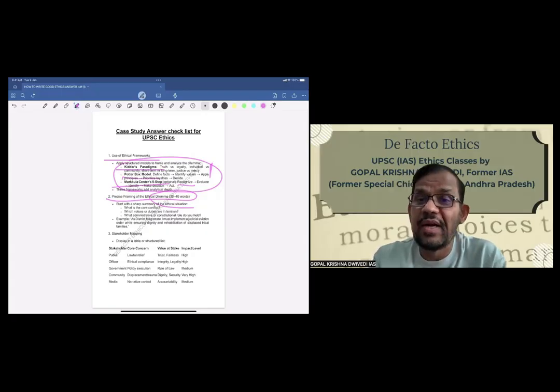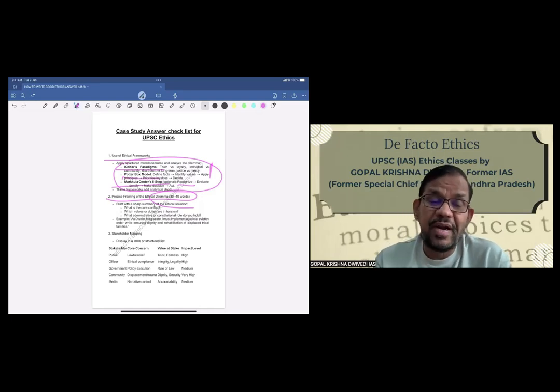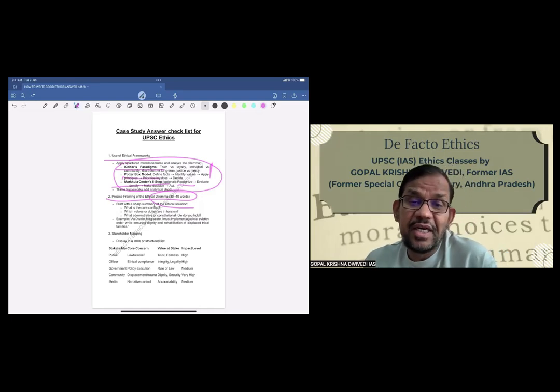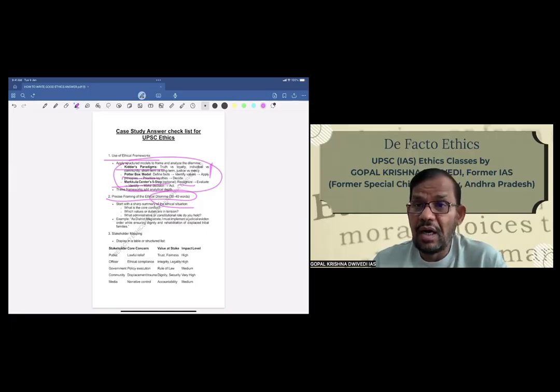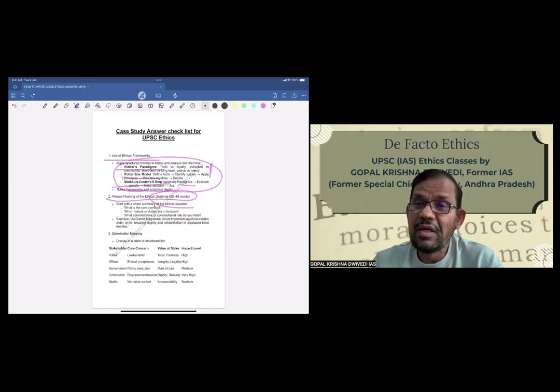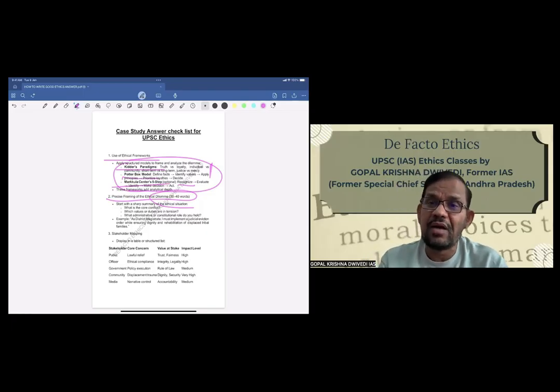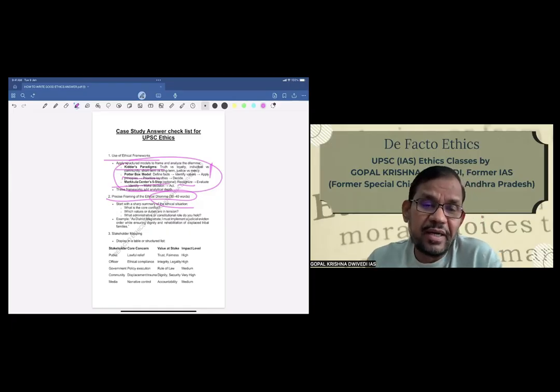What is the core conflict you have to identify and write? Which values or duties are in tension, you have to find out and write. Which administrative or constitutional role is there for the concerned officer in the case study to hold, and whether he is doing that or not, and how he will do that or not do that. So all those things you have to identify and write correctly.